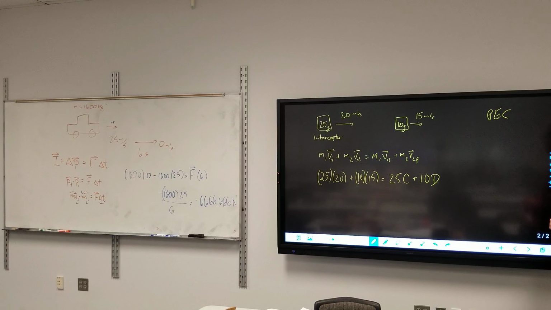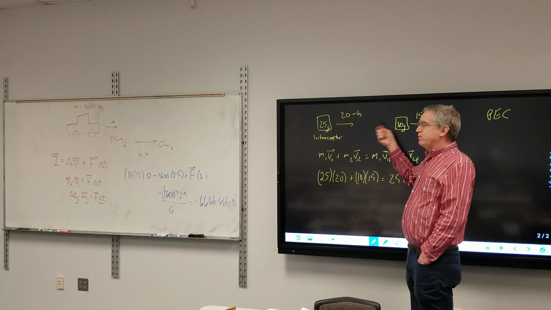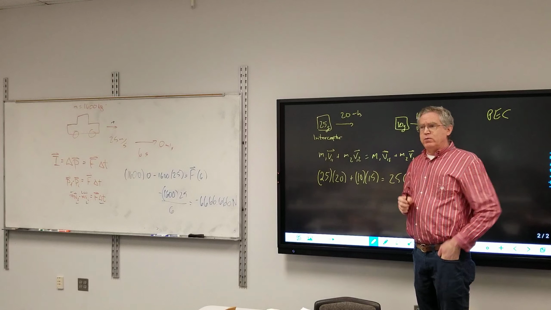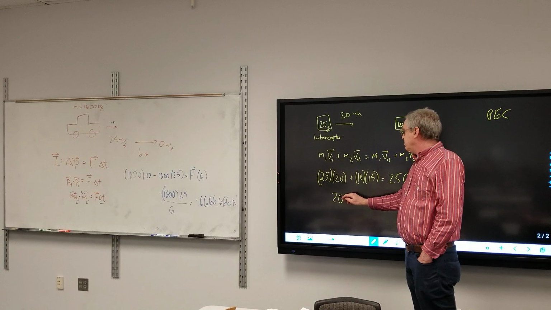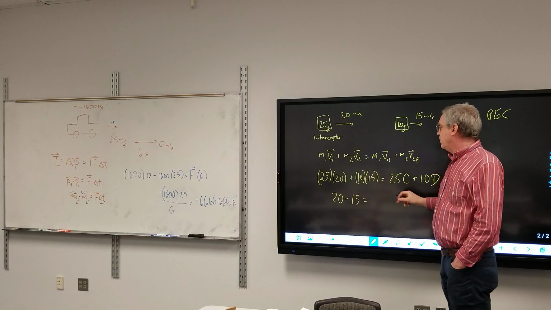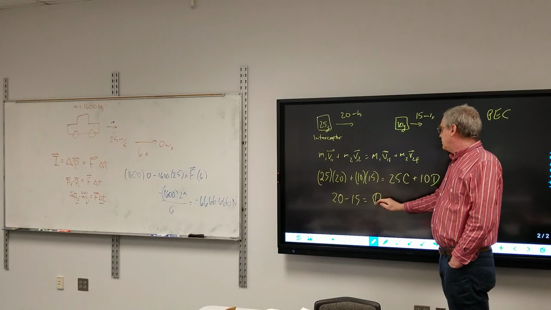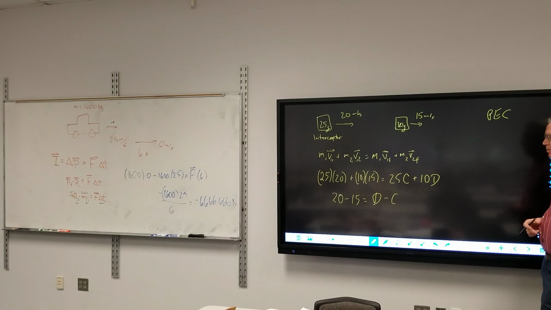Now, method 2, we're also using the relative speed of approach as the relative speed of recession. So it's the difference between the 2 before equals the reverse difference between the 2 after. So 20 minus 15. Since I did mass 1 first, over here I'll start with mass 2, D minus C. And so 2 equations, 2 unknowns. It's now a system of equations.